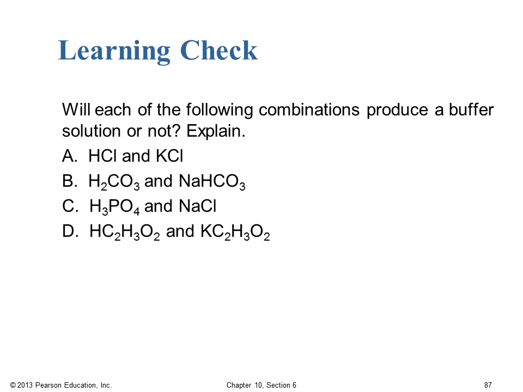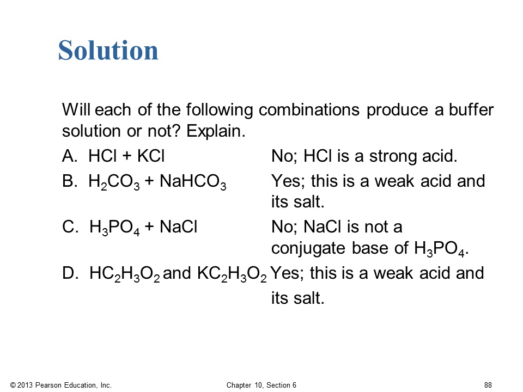In C, we have phosphoric acid and sodium chloride. This would not be considered a buffer because we don't have a conjugate pairing. We don't have any phosphate as the conjugate base. And then in D, we have acetic acid and we have potassium acetate. And so in this case, we have a weak acid and its conjugate base. And so that's what we see here. We see these explained in what was just discussed.